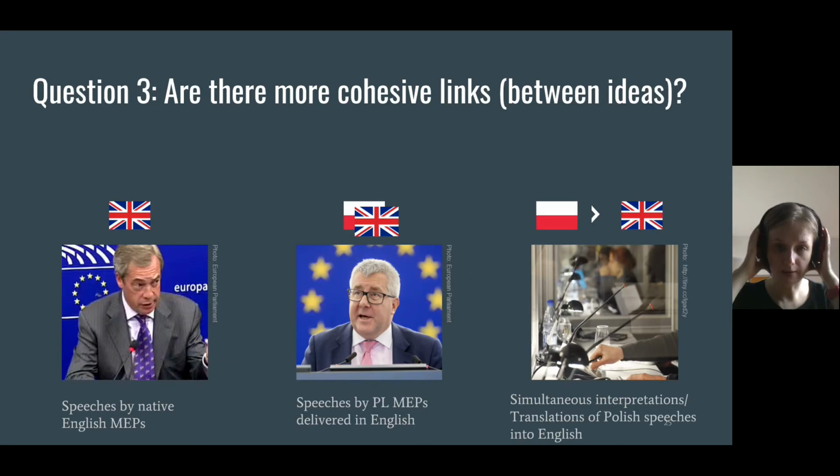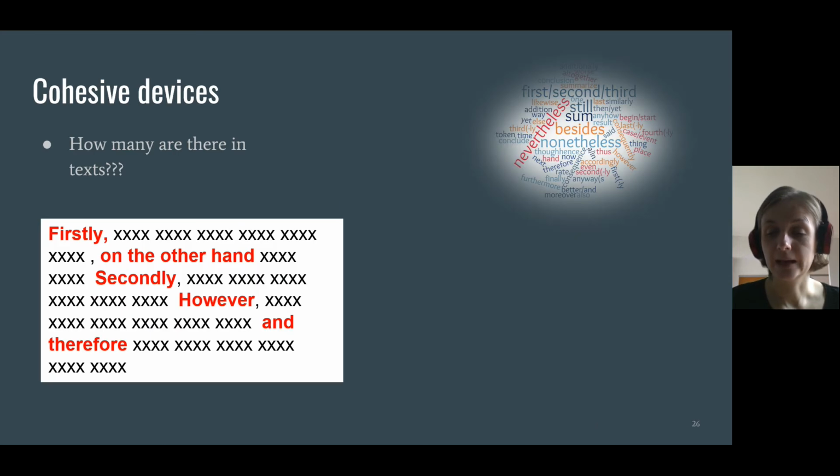Now, question 3. Are there more cohesive links between ideas in speeches delivered by native English MEPs, speeches by Polish MEPs delivered in English, and in simultaneous interpretations and translations of Polish speeches into English? And now, what are cohesive links? Cohesive links are usually marked with cohesive devices. So these are links between ideas that are signaled with such words like on the other hand, however, therefore, because, nevertheless, etc., etc.